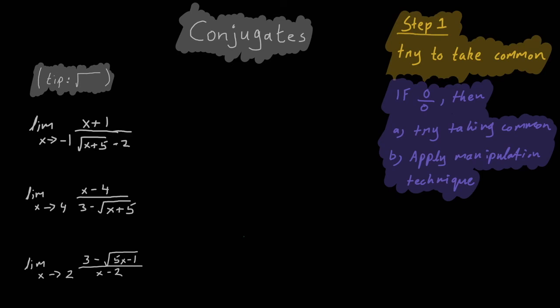For the third question, I would suggest you to solve it yourself. The final answer would be negative 5 for you to cross check.